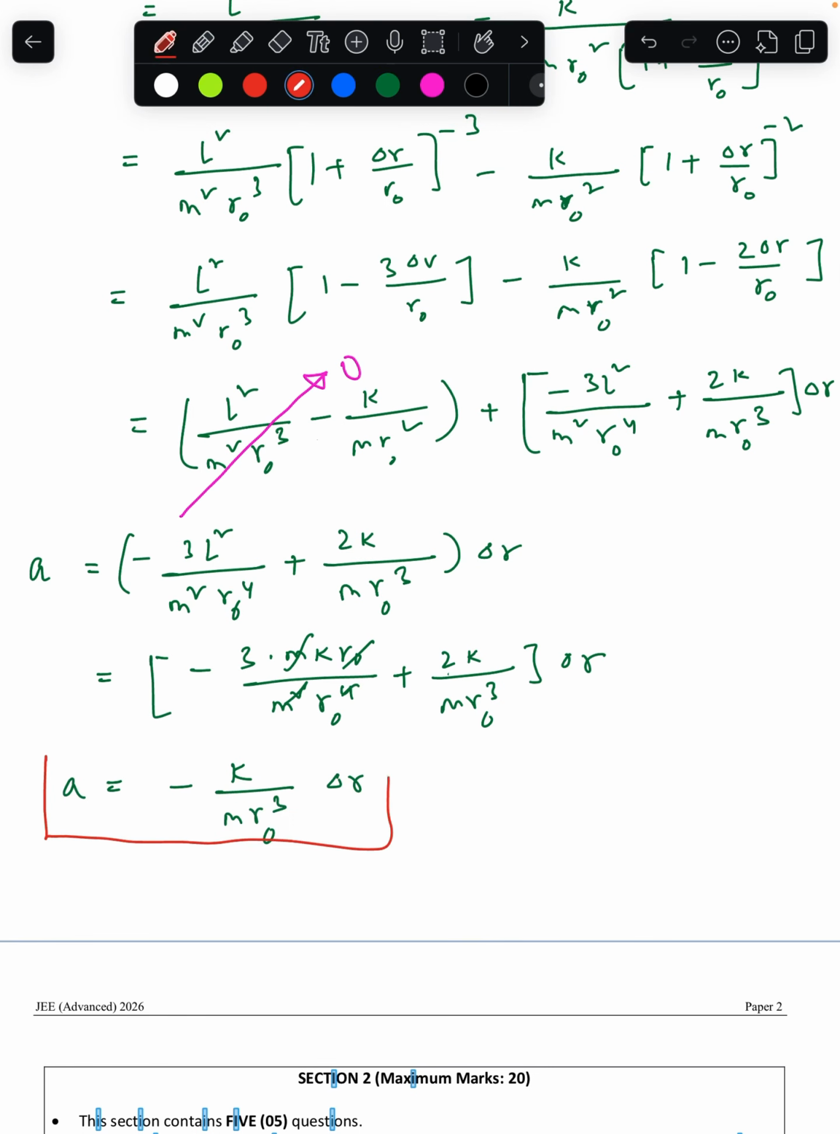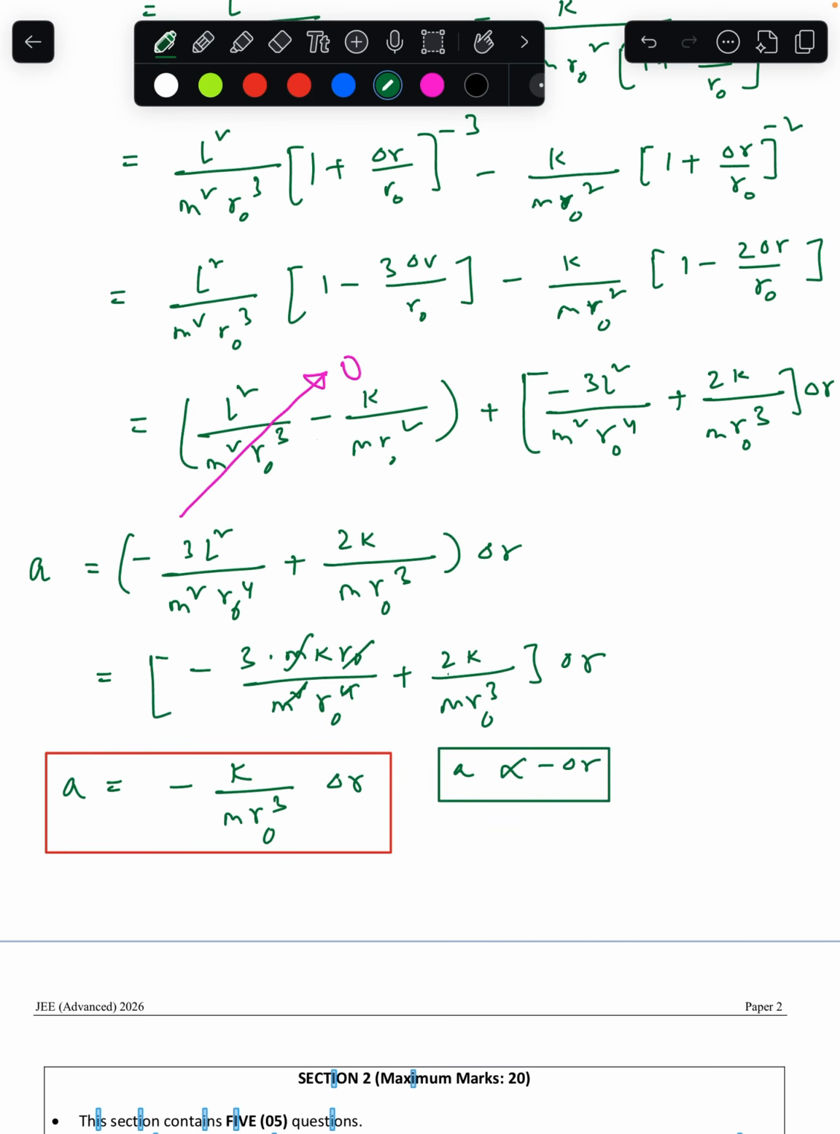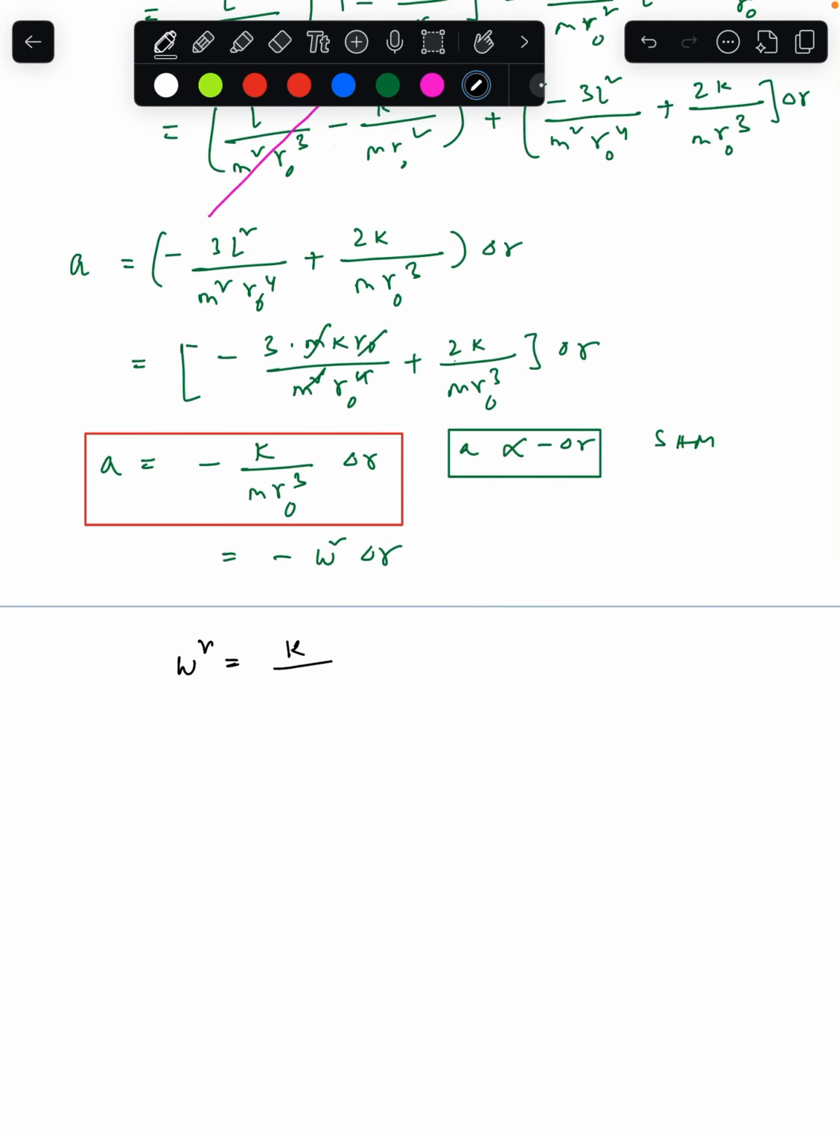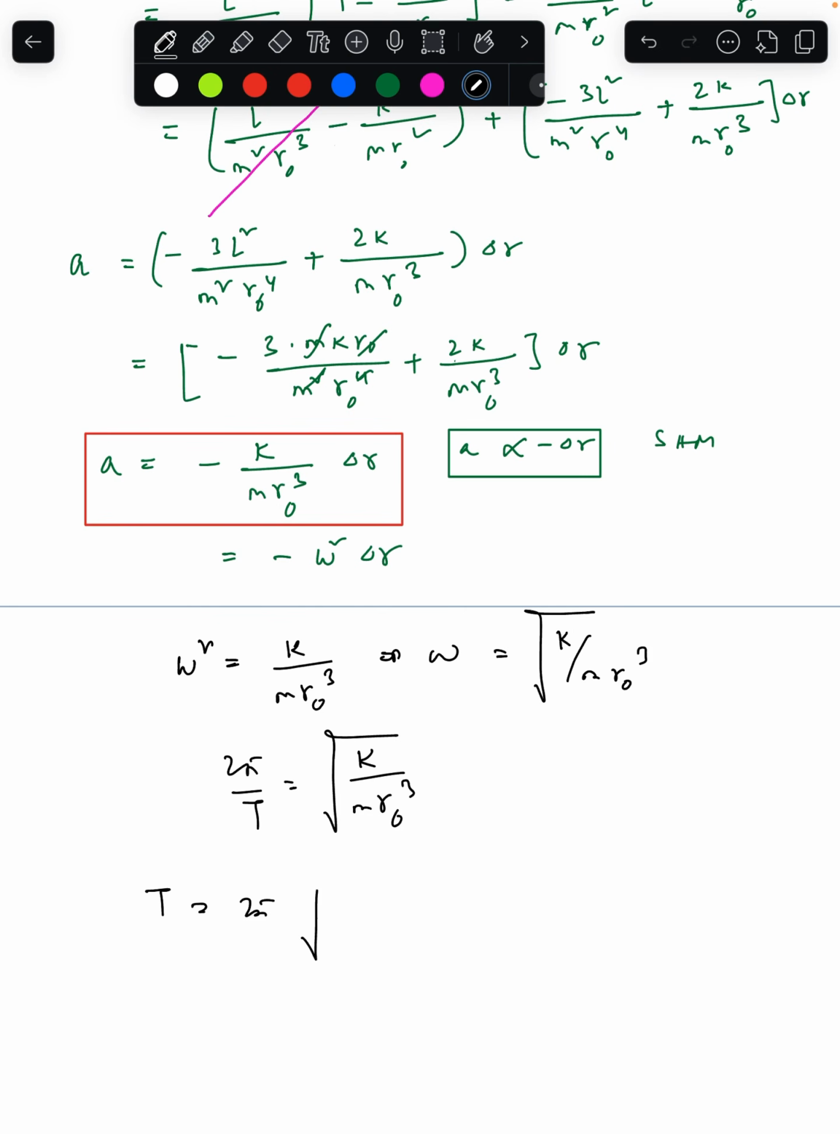This says the story. We are almost at the end of it. Here we can clearly check we got the condition that a is proportional to minus delta r. Which one is the condition of SHM? So comfortably we can write this. Here we got omega square is equal to k by m r naught cube. So omega is equal to under root of k by m r naught cube. Omega is nothing but 2 pi by T, that is equal to under root of k by m r naught cube. So T becomes 2 pi under root of m r naught cube by k.